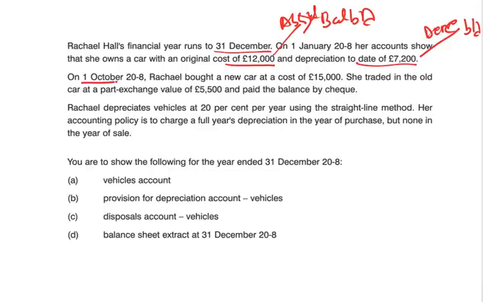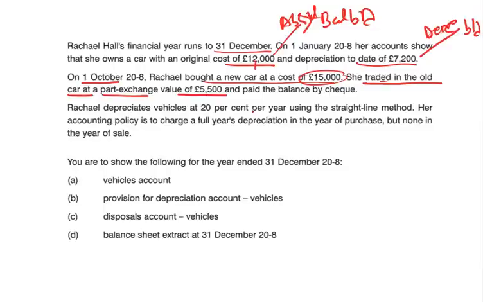On 1st October 2008, a few months later, Rachel bought a new car worth 15,000. She had a car worth 12,000, and she bought a new car, so more car coming in. Your assets are going to be debit. She traded in the old car in part exchange. Traded in and part exchange are the same thing. You exchange the old one worth 12,000, you give it to the people who gave you the new car, and the exchange value was 5,500.